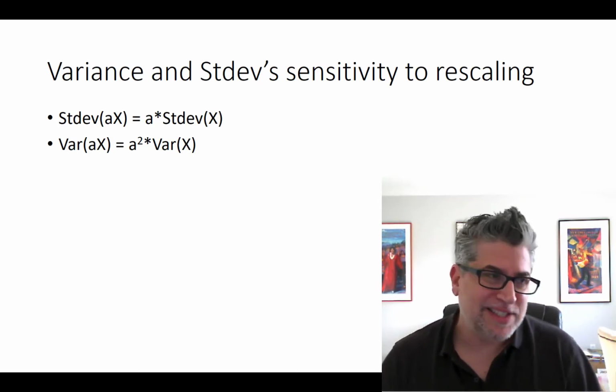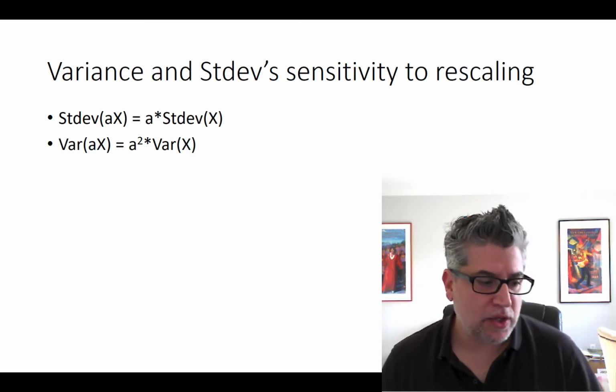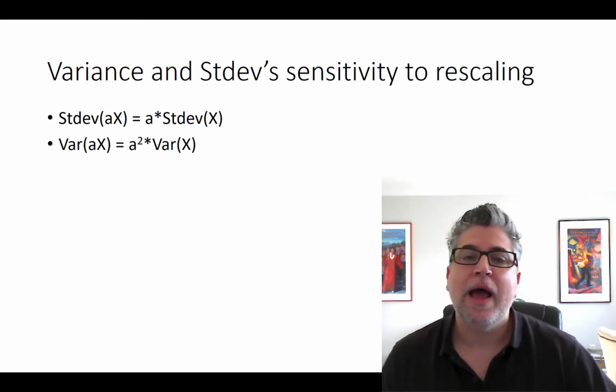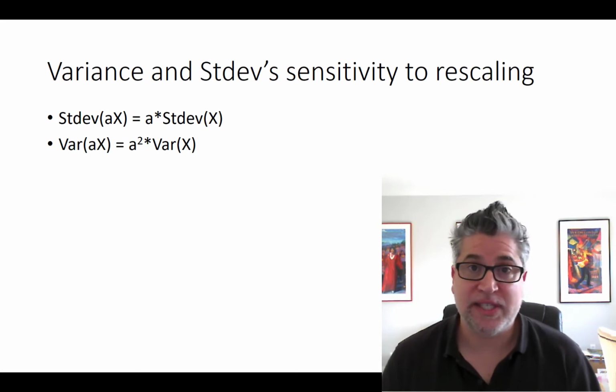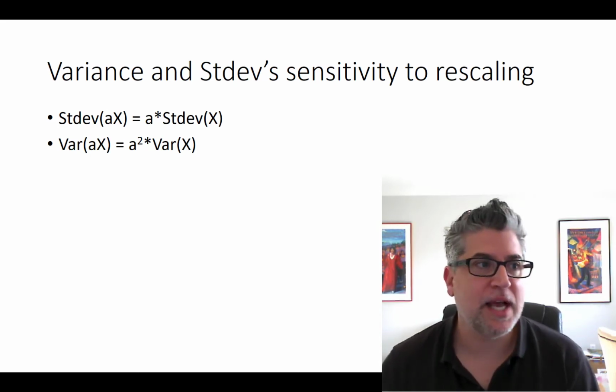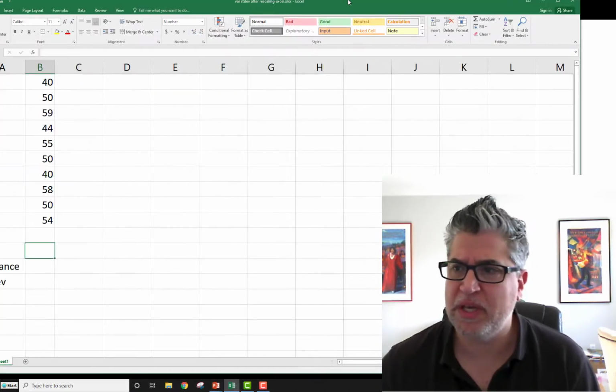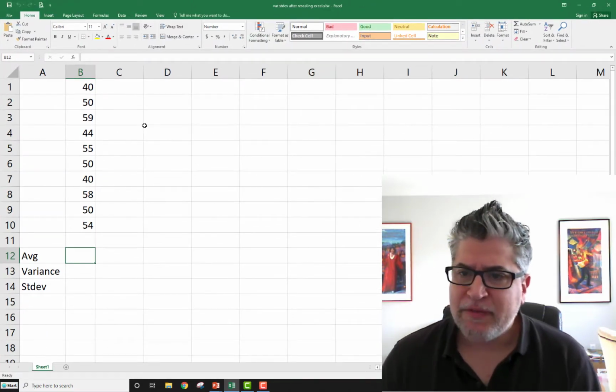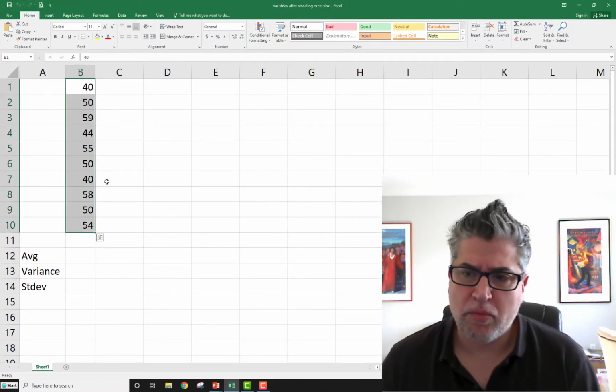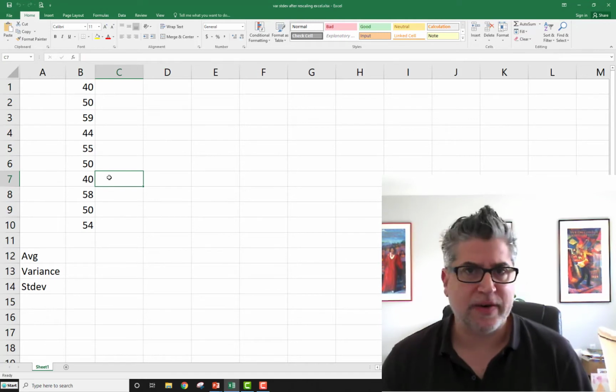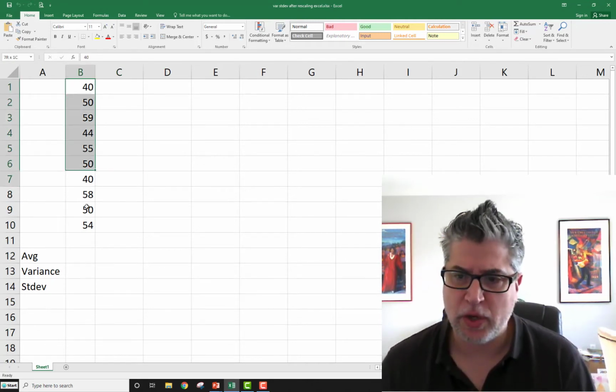Now, I think this is still kind of vague, so I'd just like to show you in Excel what happens when we rescale our data. So let me pull up Excel and just show you a quick example. I've just keyed in some random numbers. Let's just say these are exam scores, and they're absolutely hideous.